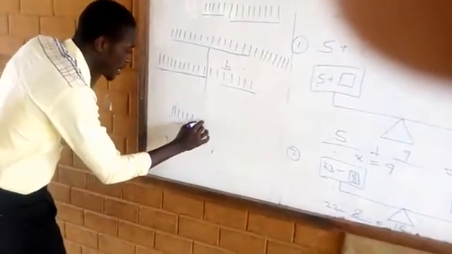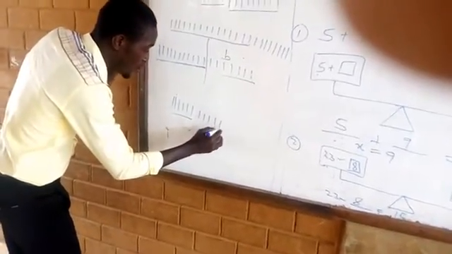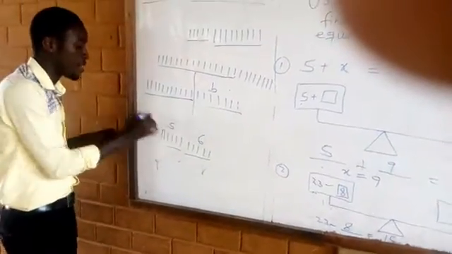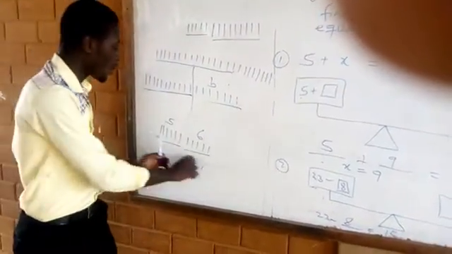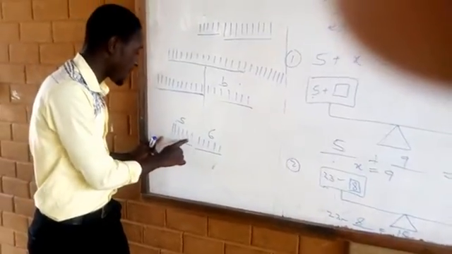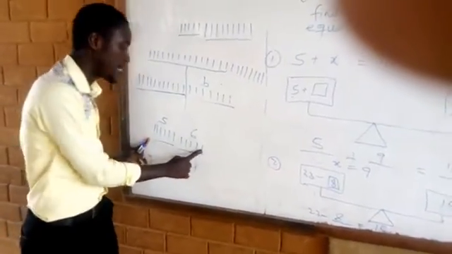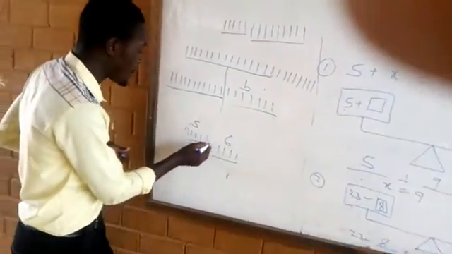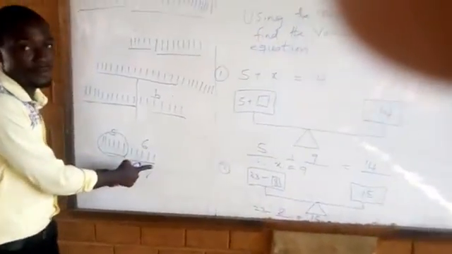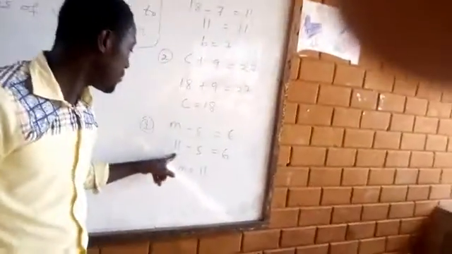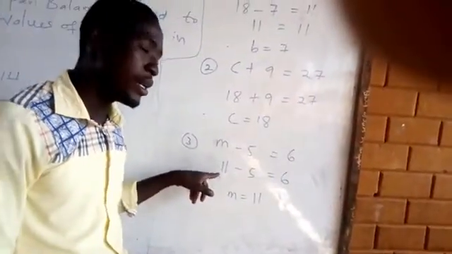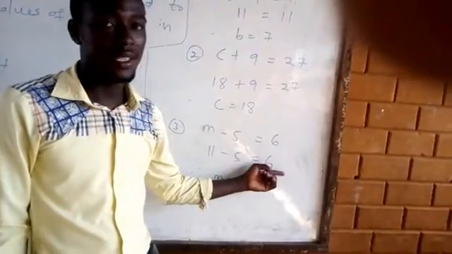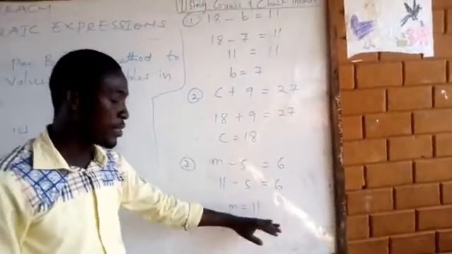6 here, 7, 8, 9, 10, 11. So we have now added the 5. The 6 is at the right, and we have just added the 5 to it. So when we count all of them, we get 1, 2, 3, 4, 5, 6, 7, 8, 9, 10, 11. Meaning, when you subtract 5 from 11, you get 6. So we can say our m is equal to 11 because 11 is the number from which you subtract 5 to get 6. So therefore m is equal to 11.